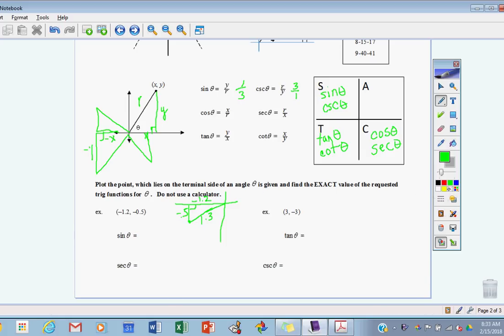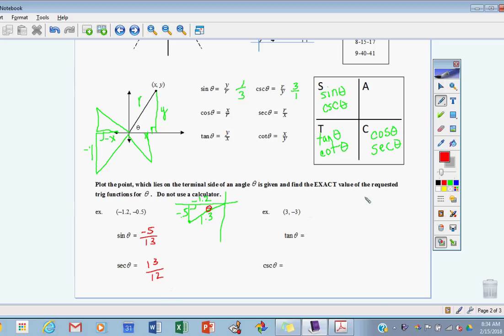So sine of theta, which is the reference angle right here, would be opposite over hypotenuse. So make sure we get negative 5 over 13. And that would be my exact value simplified. And then secant theta would be not adjacent over hypotenuse, but hypotenuse over adjacent. So that's where we would get the 13 over 12.